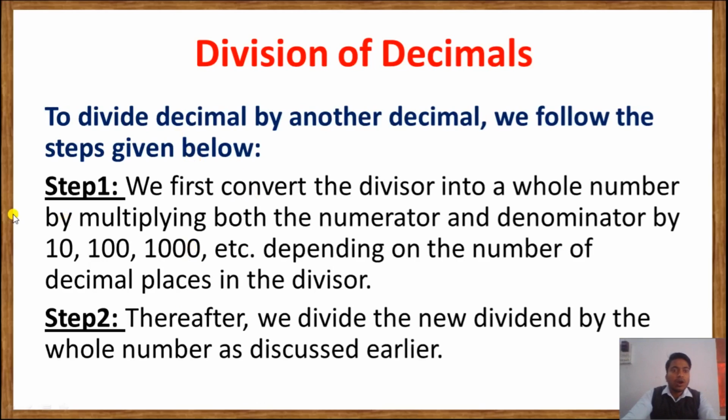Now let me show you how to divide a decimal number by another decimal. We have to follow some steps. First, we convert the divisor into a whole number by multiplying both the numerator and denominator by 10, 100, 1000, etc. This depends on the number of decimal places in the divisor. I'll show you that. Second step, thereafter we divide the new dividend by the whole number as discussed earlier.